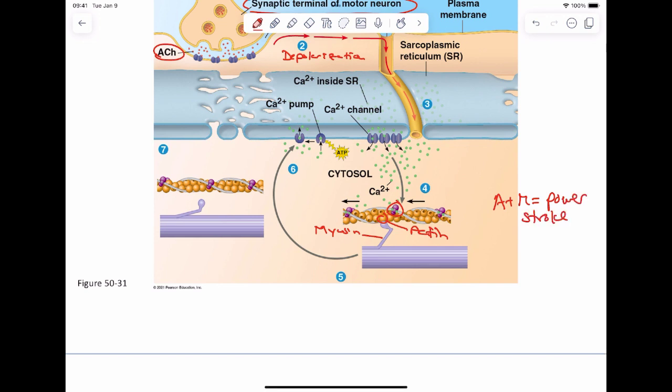In order to reset this, we add ATP, and that will allow us to continue back and forth, back and forth, back and forth.